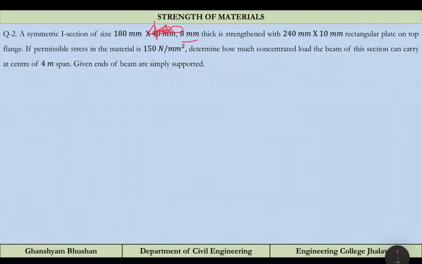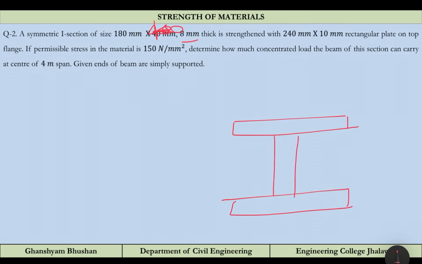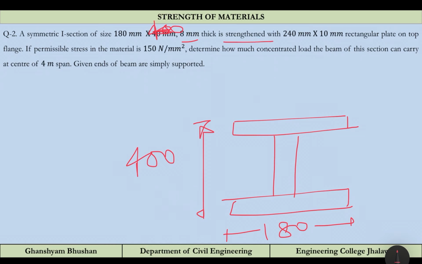First, step by step, we have to proceed. First is the section: a symmetrical I section. This is 400 and this is 180. Now what we are doing is strengthening this I section. The strengthening portion will be dealt with in much more detail in your steel structure design, where you will see how you are going to do that. Here we are just doing whatever is stated in the question.